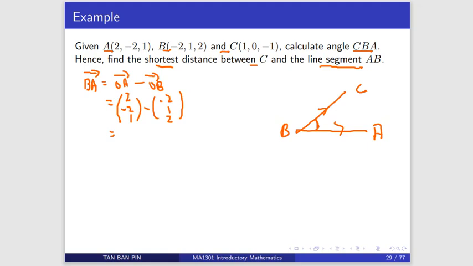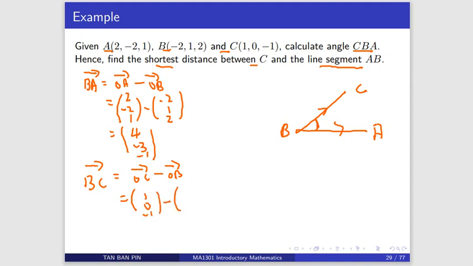That gives you 4, minus 3, minus 1. And then you work out vector BC as well. BC is vector OC minus vector OB. So it's actually 1, 0, minus 1, minus 2, 1, 2. And that gives you 3, minus 1, minus 3.